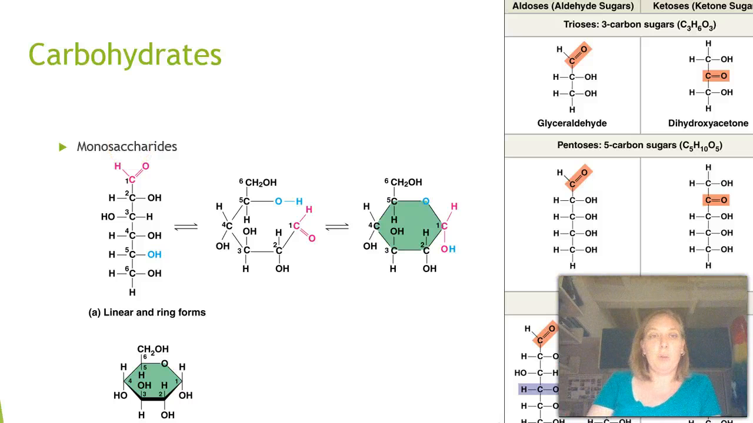Normally we'll show it in a line like this. We talk about linear and ring forms. When we look at monosaccharides, we always talk about the fact that they come from a base unit, and the base unit is C, carbon, H, hydrogen, 2 of them, and O, oxygen: CH2O.